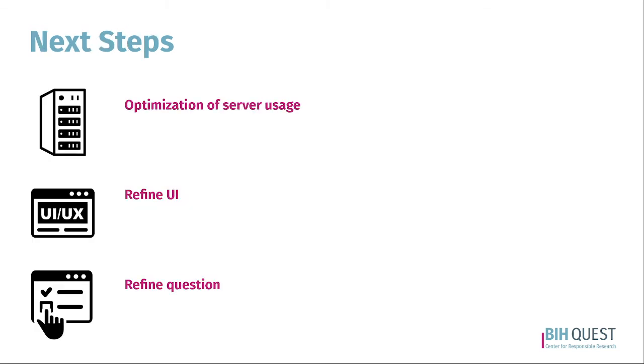So the app is not yet in its final form. The next steps are firstly to optimize server usage to improve performance when many users are running it. We have already optimized caching and we are investigating methods of parallelization. This will reduce and hopefully prevent the slowdowns and crashes that we have experienced so far.